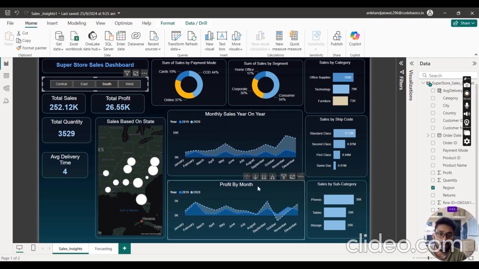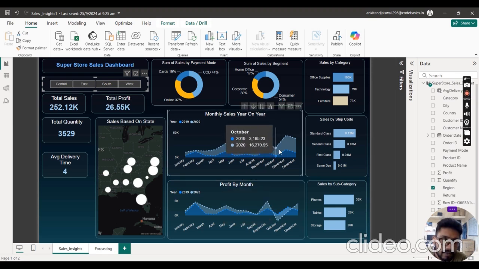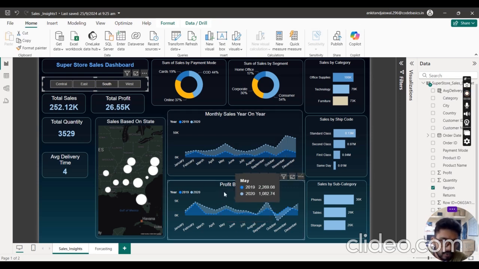So profit by month, if you see, here you can see that in November and December my sales were very good. But as you look at the profit KPI, you can see that in October and November my profit is very less. Even in 2020, its profit is in the minus.